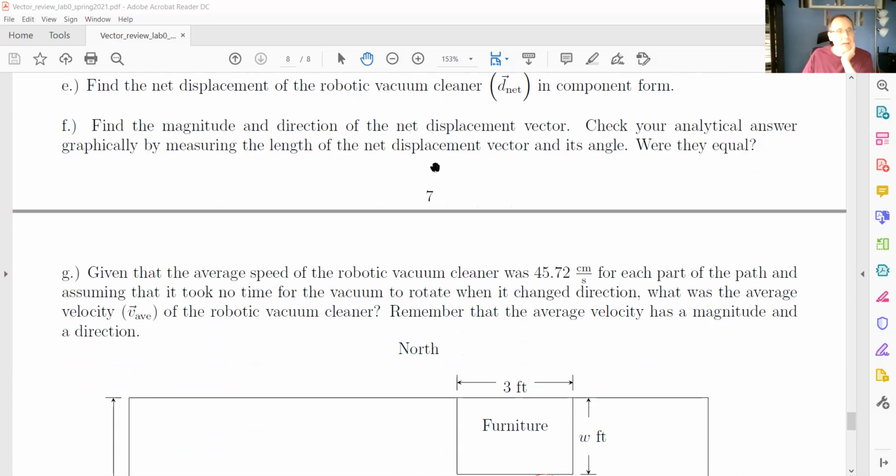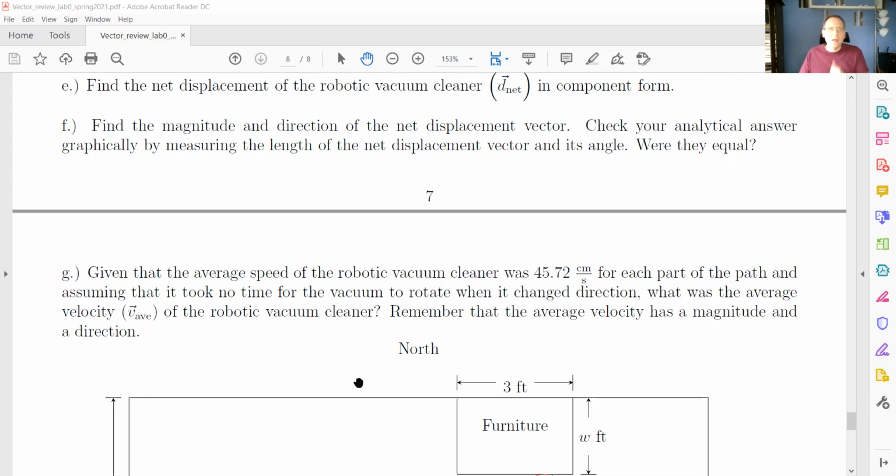Okay, check your analytical answer by measuring the length of the net displacement with a ruler, in centimeters, and measure its angle with a protractor. And then you should find that there's going to be some error with the protractor getting it exactly, but you should find they're very close, right? In theory, they should be equal.